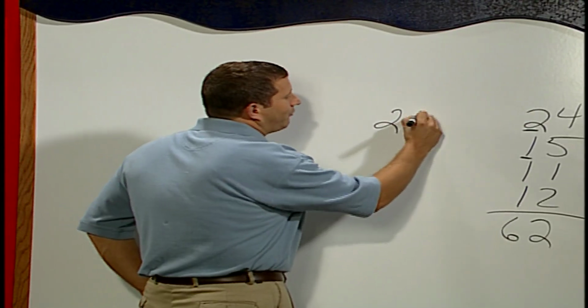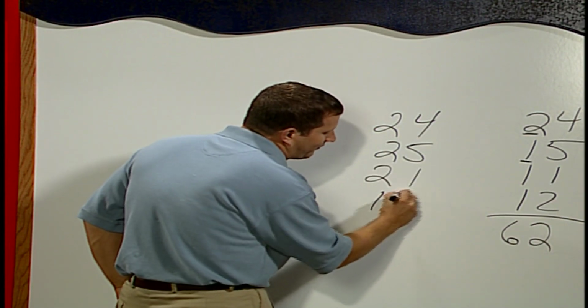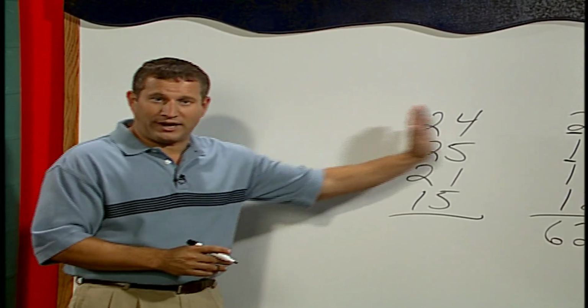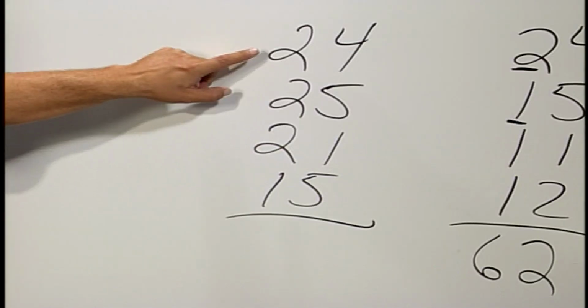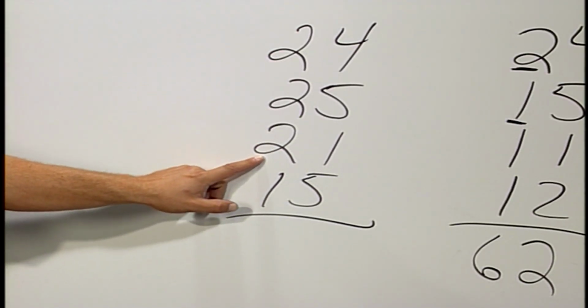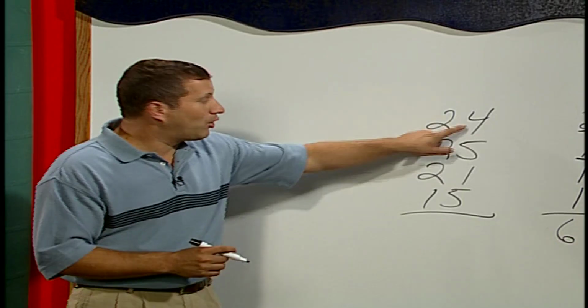Let's do 24, 25, 21, and 15. What's the first step? Remember, left to right, just like you read. We start with the 2 tens here, which means 20. So what's 20 plus 20? 40. 20 more gives you 60. 10 more is 70. And we go to the next column.